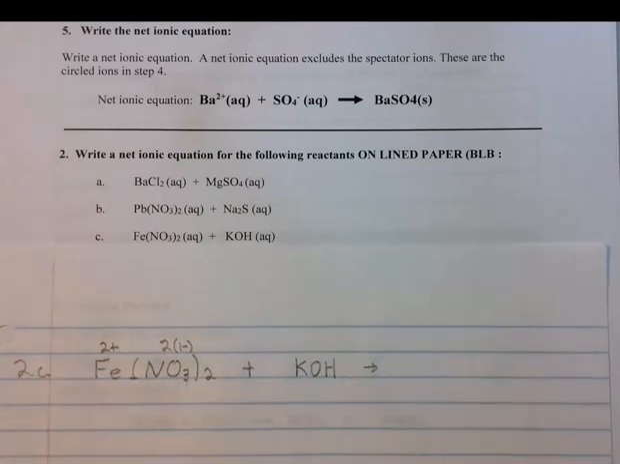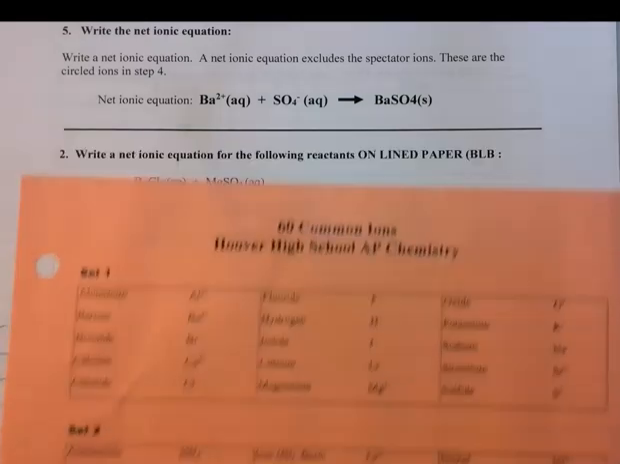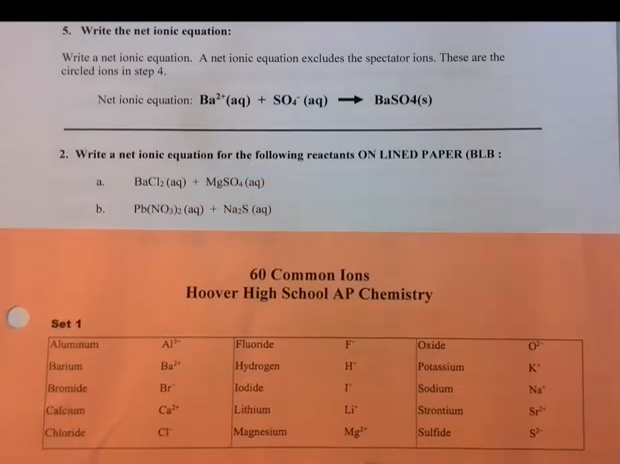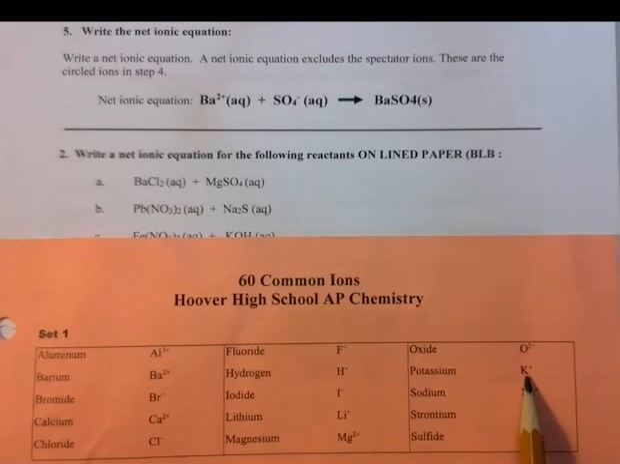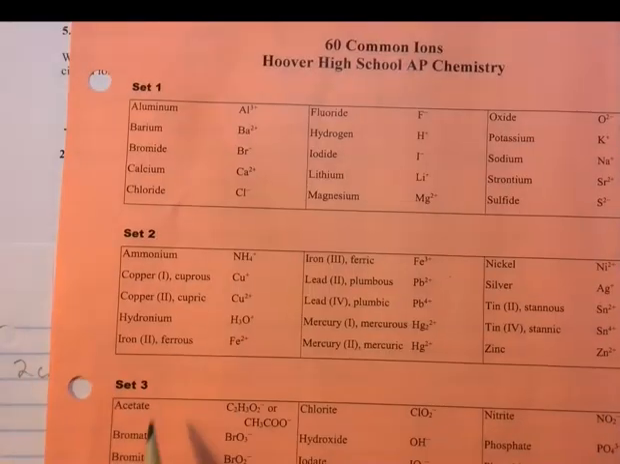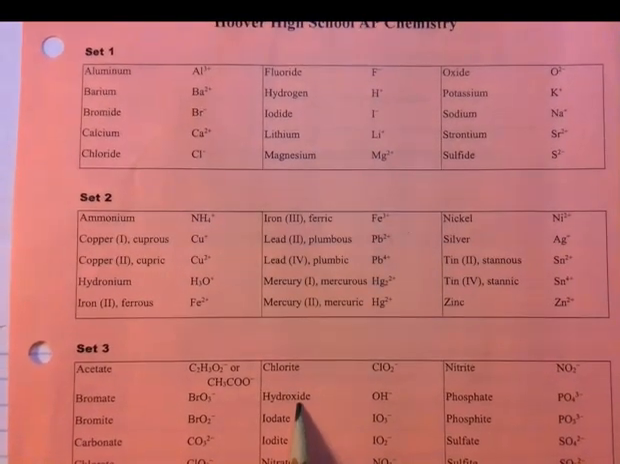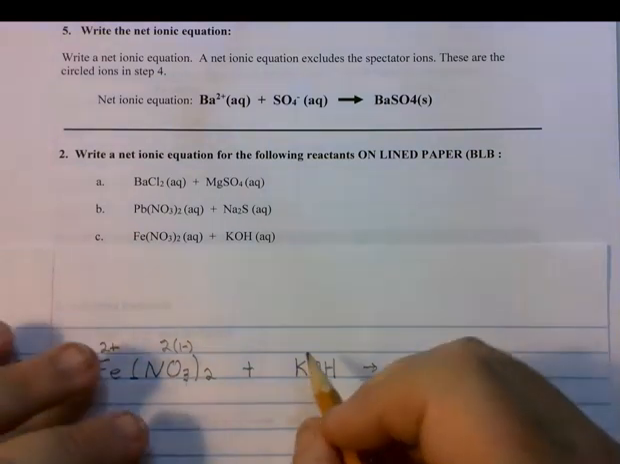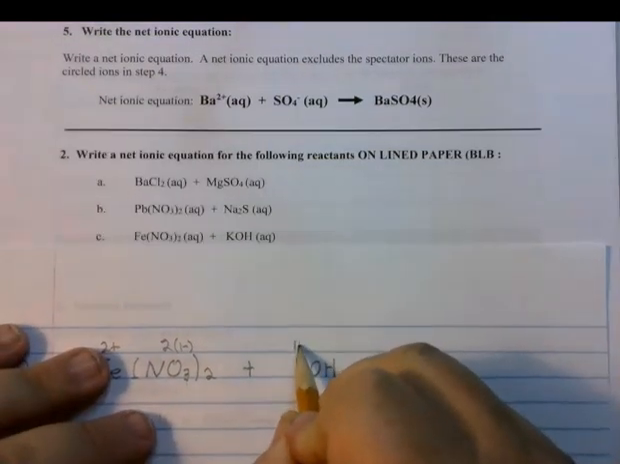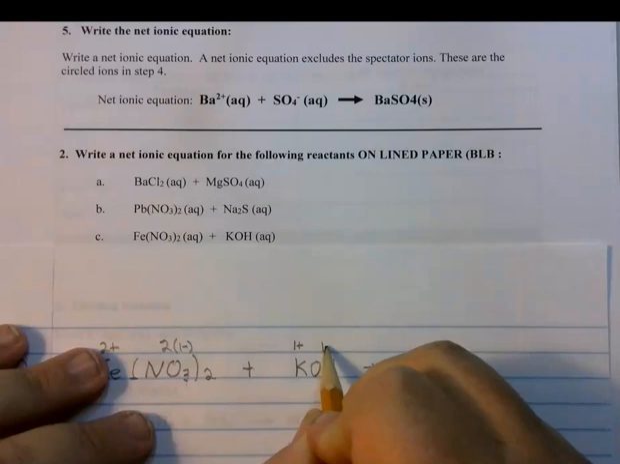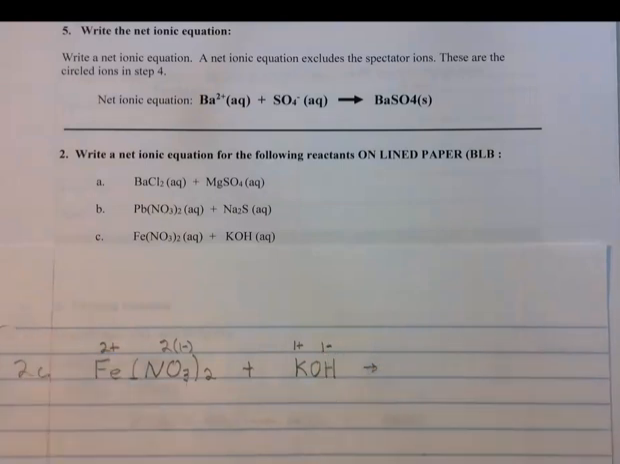How about potassium hydroxide? Well, that's pretty straight up. Potassium is right here. It's a 1 plus. Hydroxide is, oh, I lost it. Where is it? Right there. And it's a 1 minus. So those two just go together 1 to 1. Okay, so this is 1 plus, and this one is 1 minus. All right, there we go.